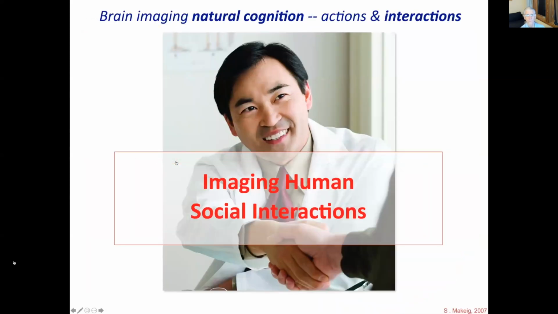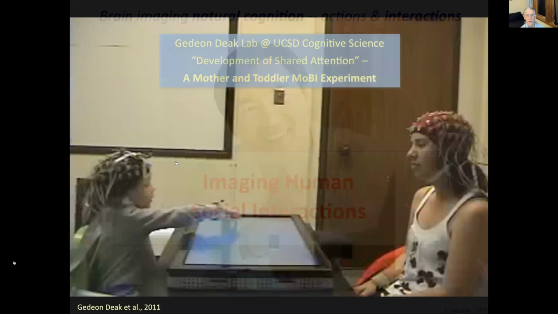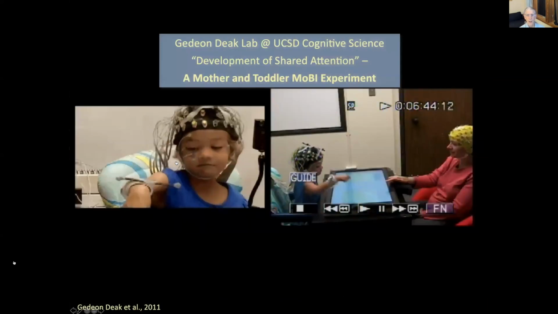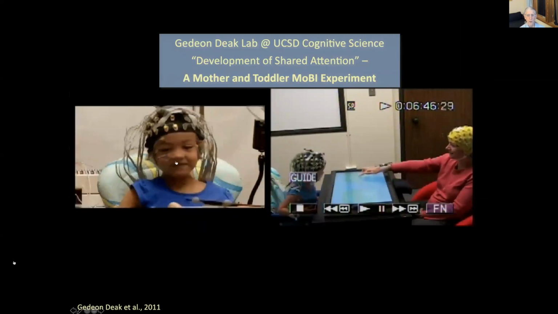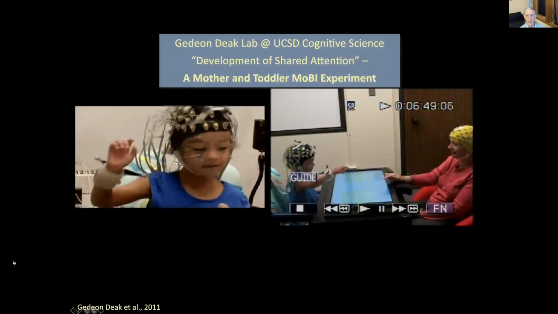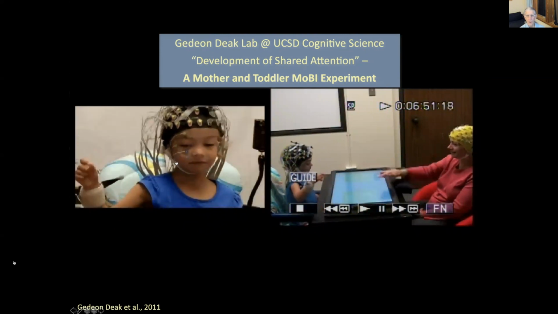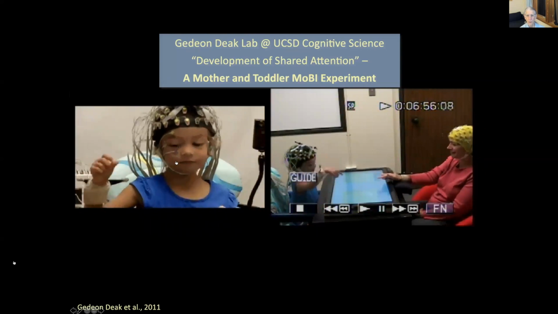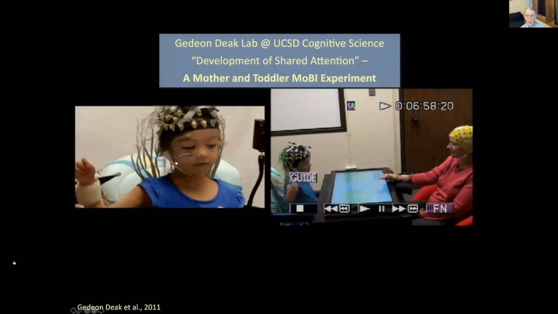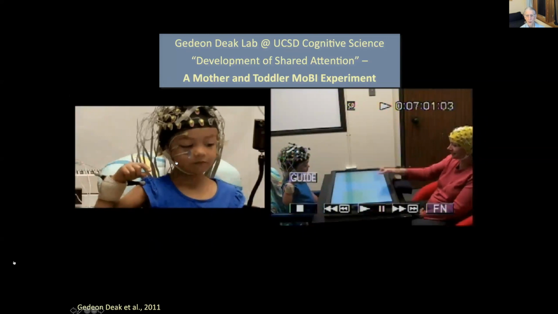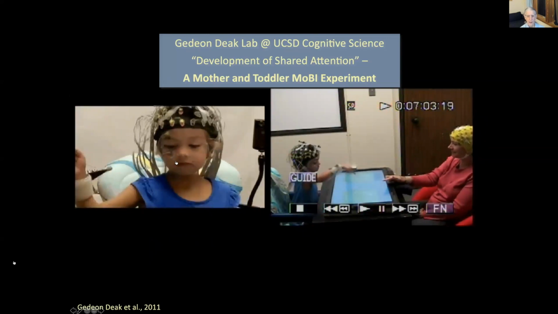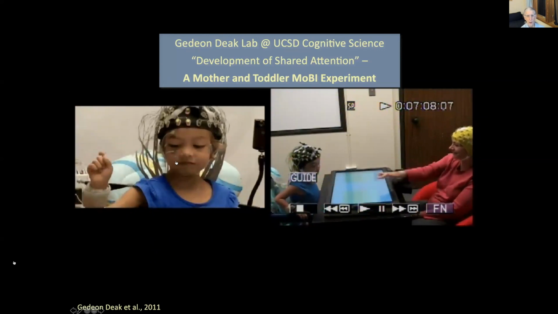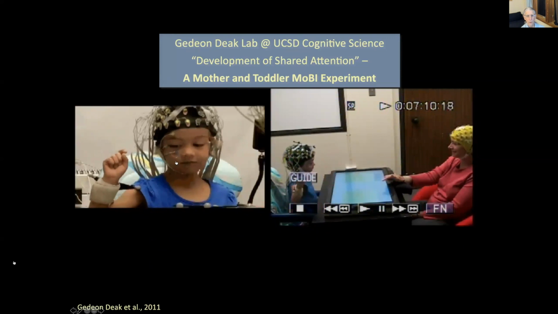Another example, social interactions. This is the laboratory of Gideon Dieck at UCSD, and there's Mom on the right, and a 3-year-old on the left, and they're playing a game. On the screen pops up bubbles, and they try to pop them. This is the actual recording. And you see there's motion capture, there's video, and there's high density EEG. So from this EEG of the child moving around, what can you gather?